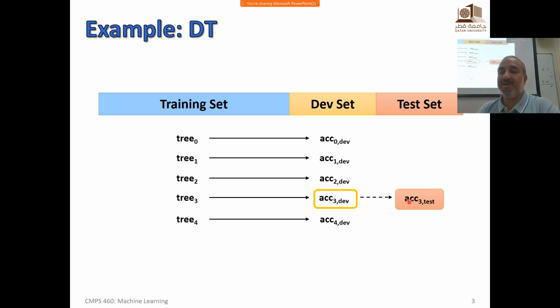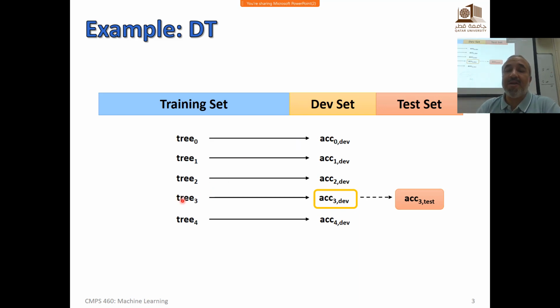Can we say the same thing about the dev set? Why not? Do we touch the dev set? Yes. How? To tune the hyperparameters, right? We agree on that, right?